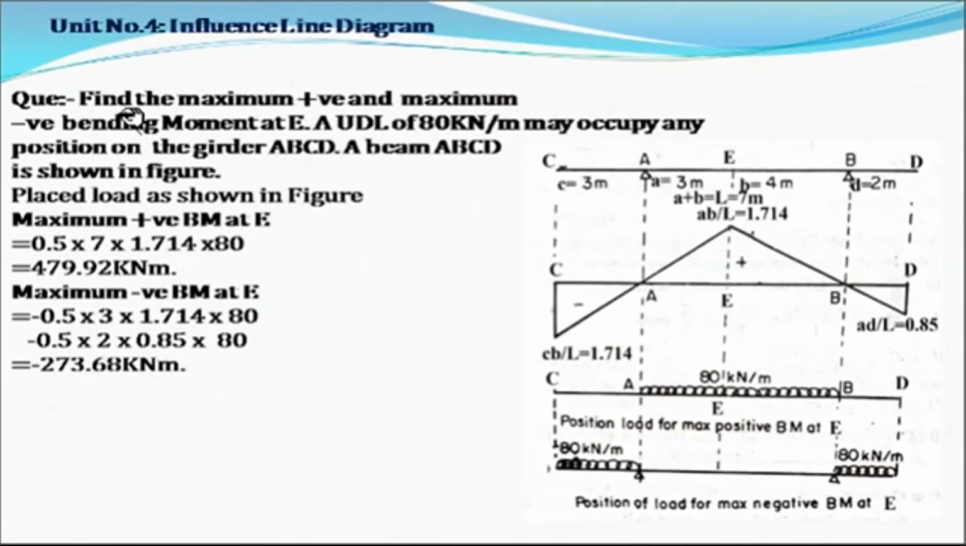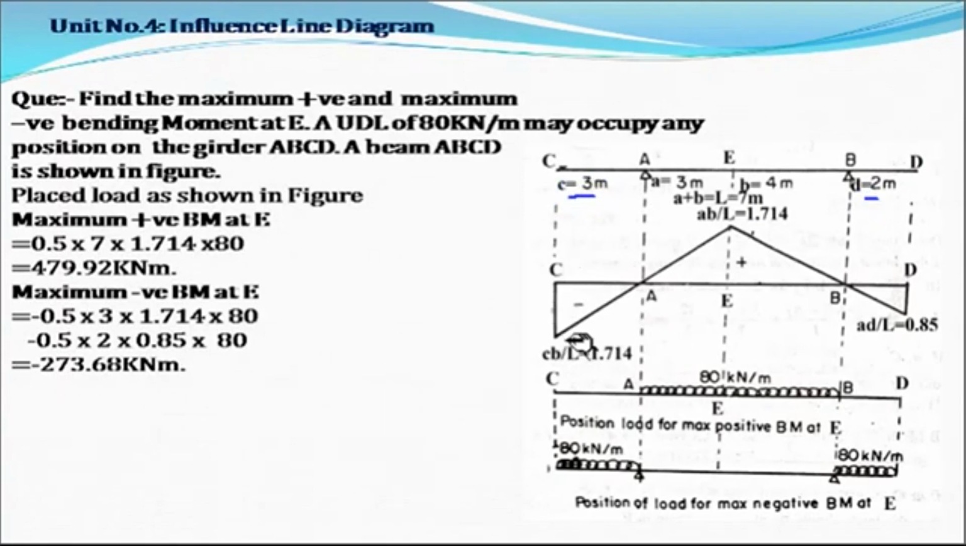Next numerical: find the maximum positive and maximum negative bending moment at section E. A UDL of 80 kilonewton per meter may occupy any position on the girder, as shown in the figure. The girder is CABD. Now here C is equal to 3 meter, A is equal to 3 meter. That means section E is at 3 meter from support A. Section E is at 4 meter from support B. The overhang on the right hand side is of length 2 meter, and on the left hand side it is of 3 meter.